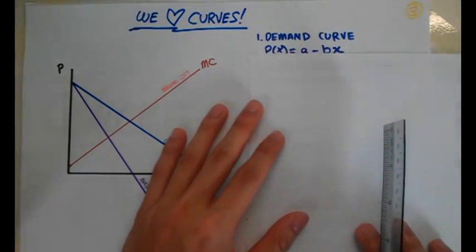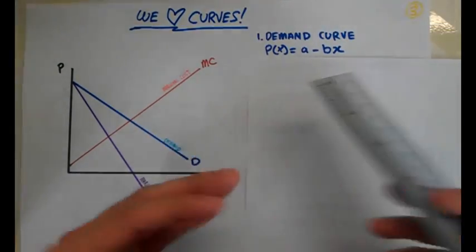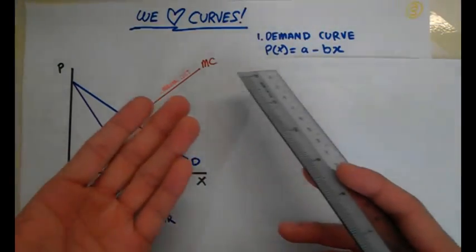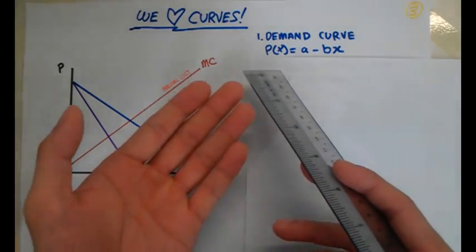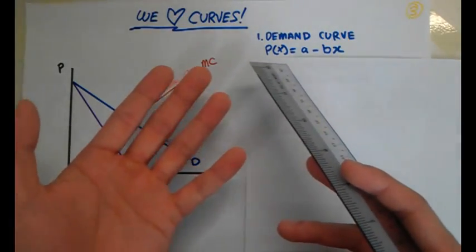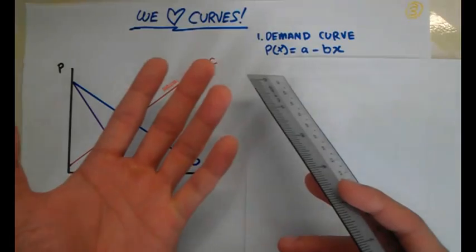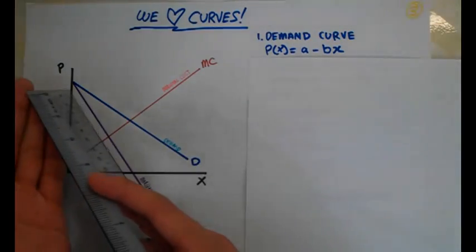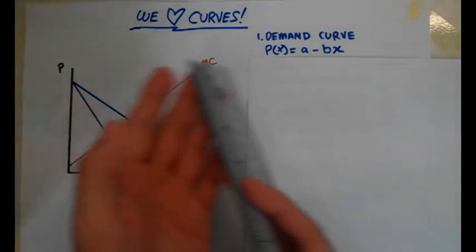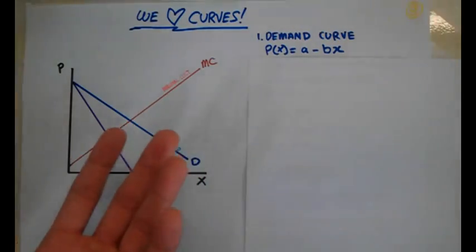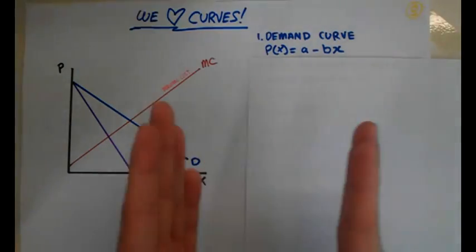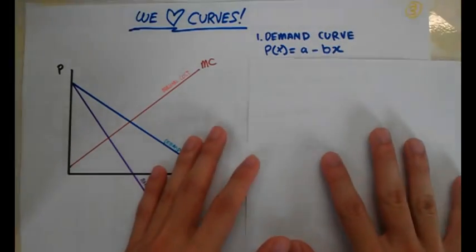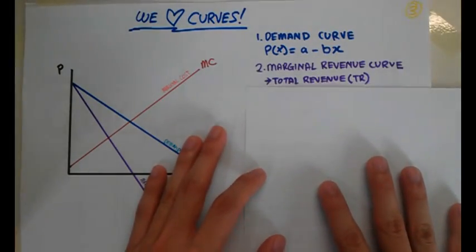Let me show you. This is an equation for a typical demand curve. Price of X, which is a function of the quantity of X produced, equals A minus BX. A is simply our P-intercept over here, and B is our gradient. It's similar to Y equals MX plus C. Now we talk about the marginal revenue curve.